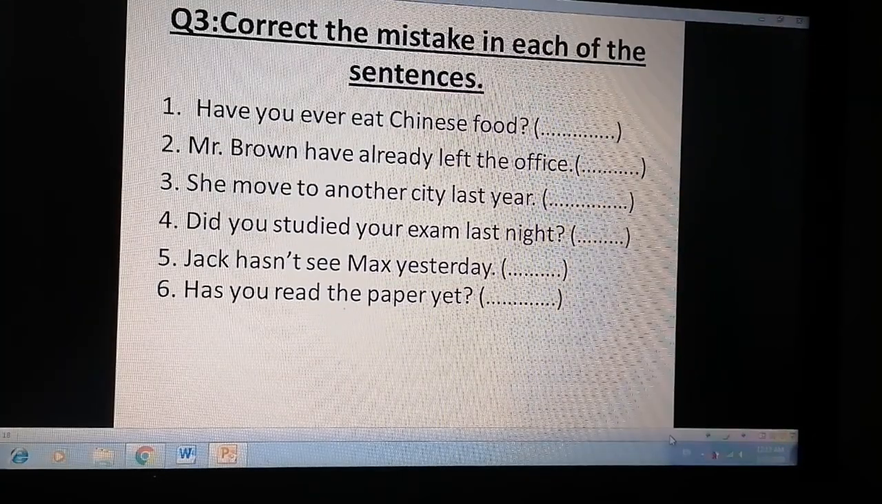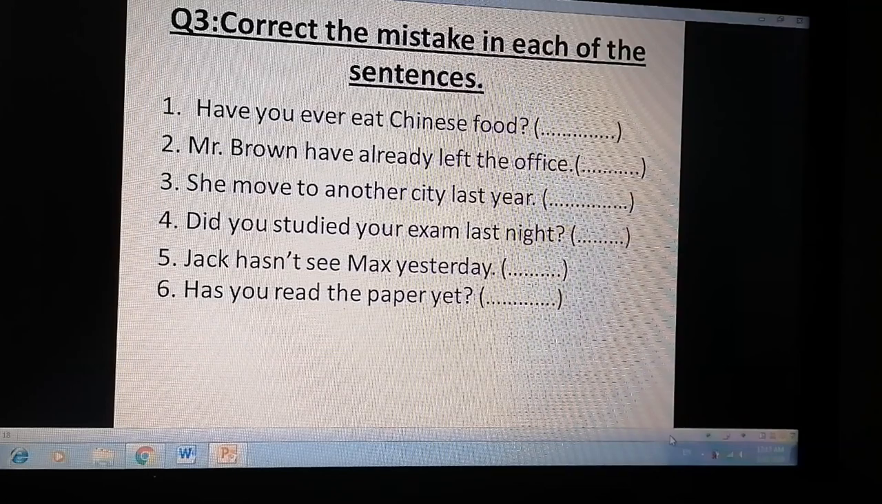Okay, number 4. Did you study your exam last night? Last night is the keyword of simple past. So if you want to write any sentence in interrogative form in simple past, did. Yes, is correct. You, subject, studied, no. In interrogative form, you must use did, subject, base form. So not studied, study. Did you study your exam last night?